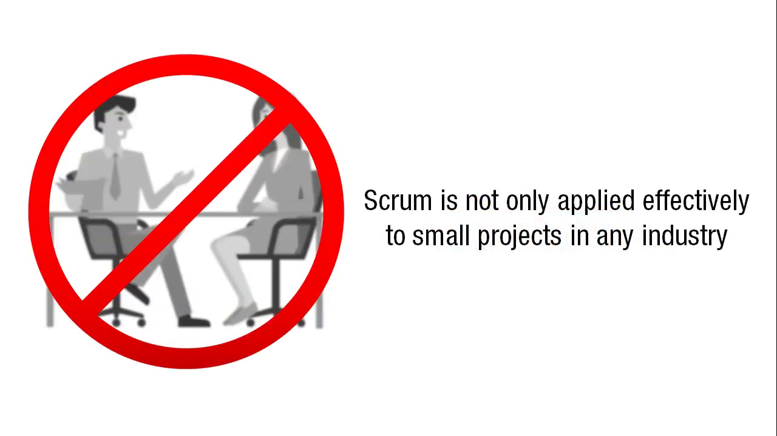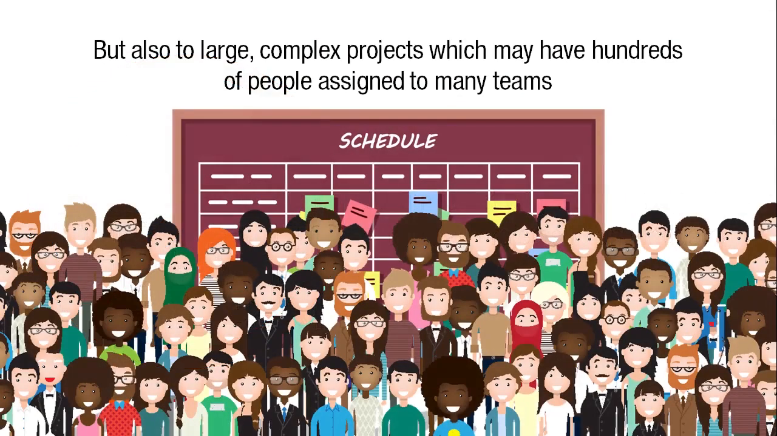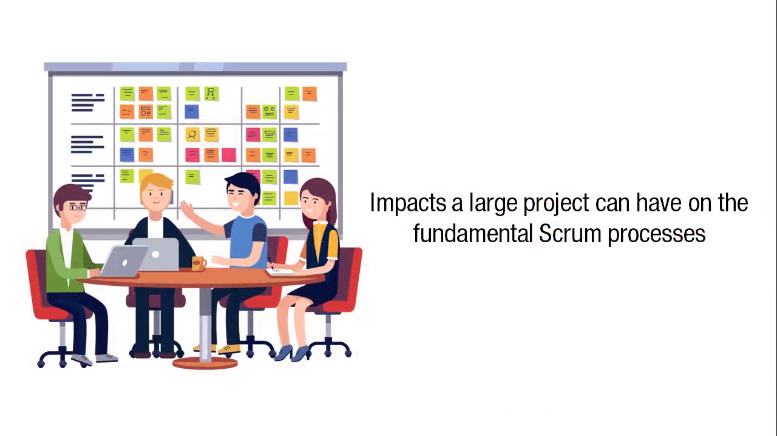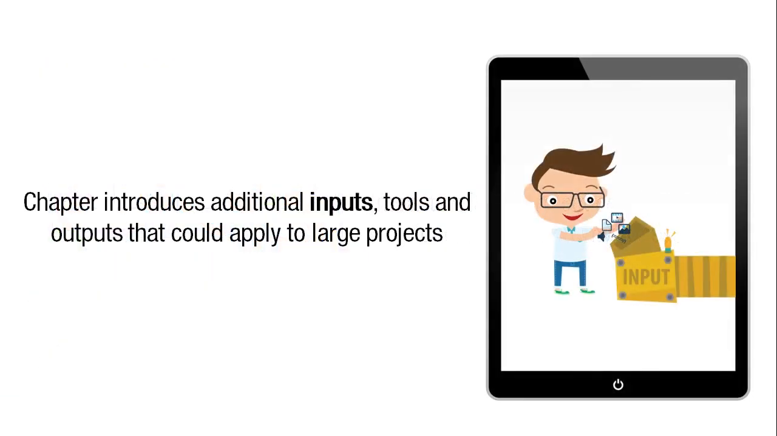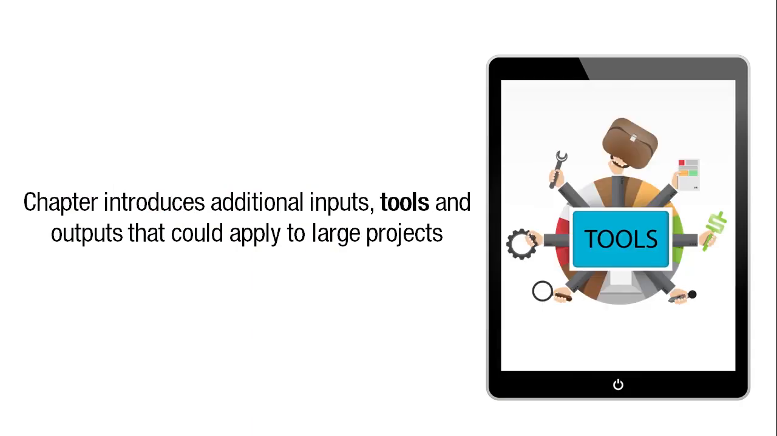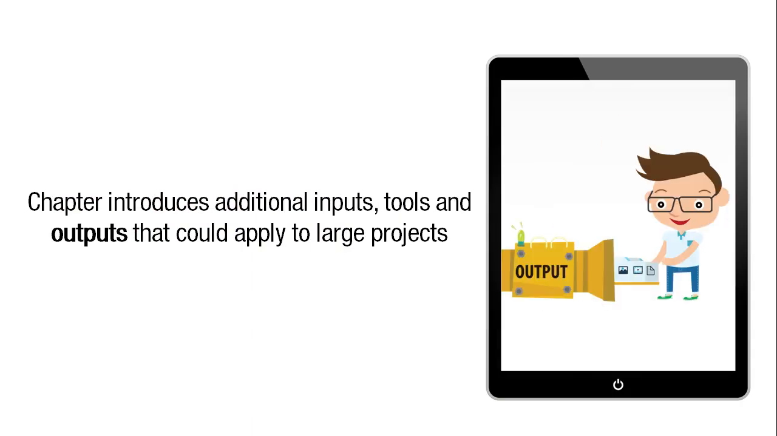Scrum can not only be applied effectively to small projects in any industry, but also to large, complex projects which may have hundreds of people assigned to many teams. In addition to the impacts that a large project can have on the fundamental Scrum processes, this chapter introduces additional inputs, tools, and outputs that could apply to large projects.